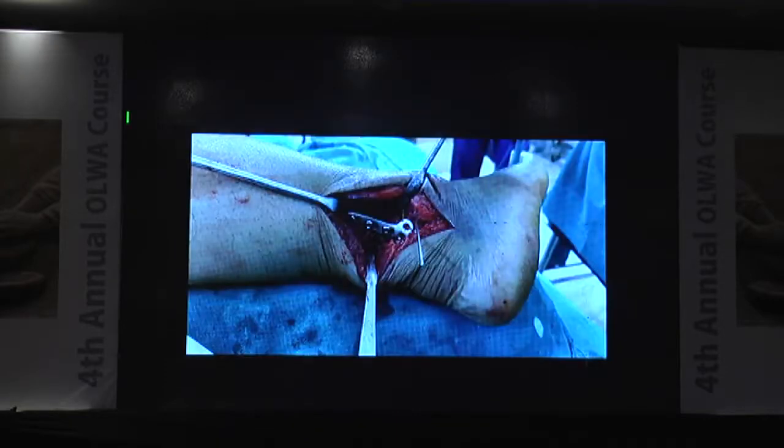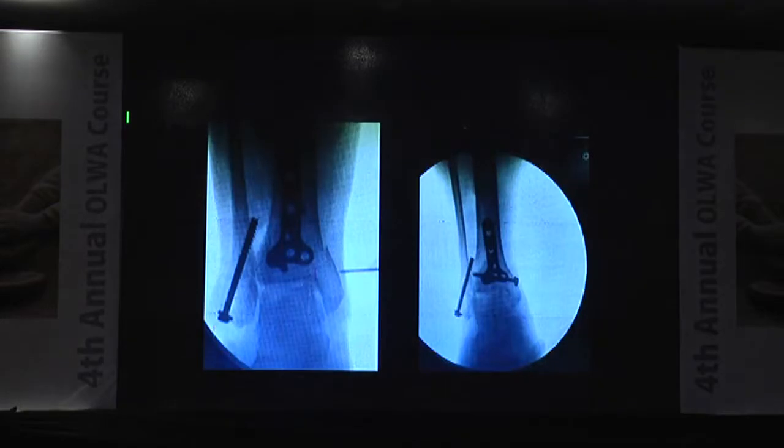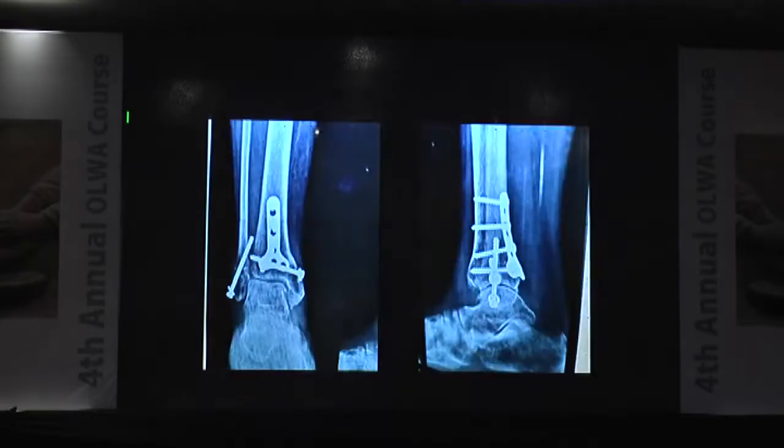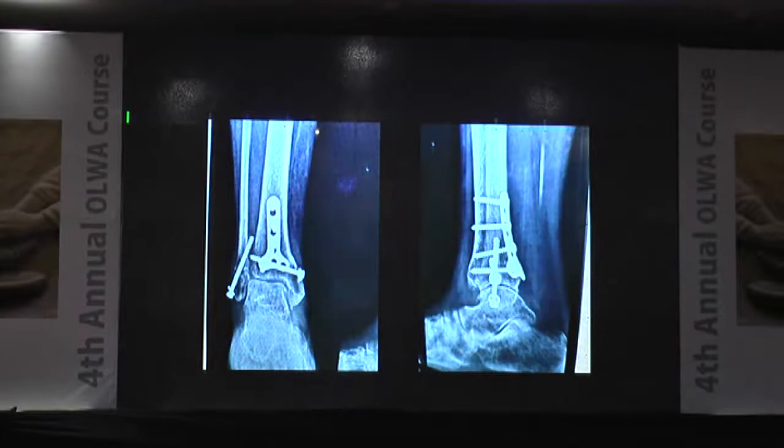This is the plate which has been applied. Once we did this, we found that this vertical slit in the medial malleolus had almost fallen back into place. The anteromedial slit was not good, so we just put in a percutaneous cancellous screw. And you see, in 3 months, the fracture has healed very well.